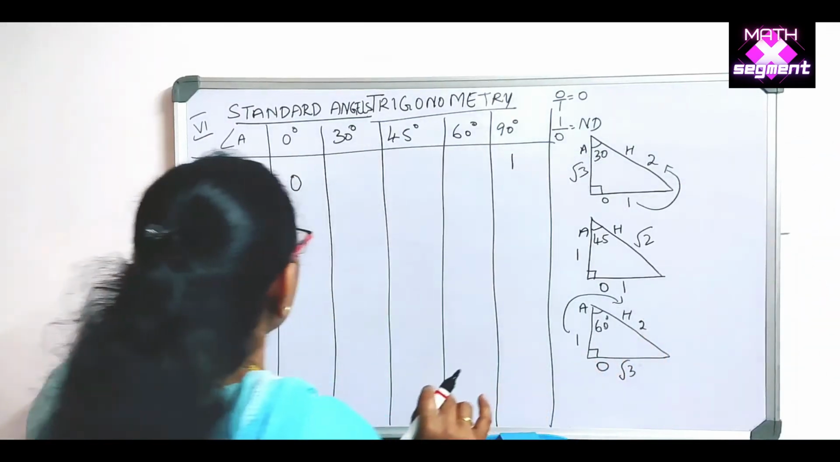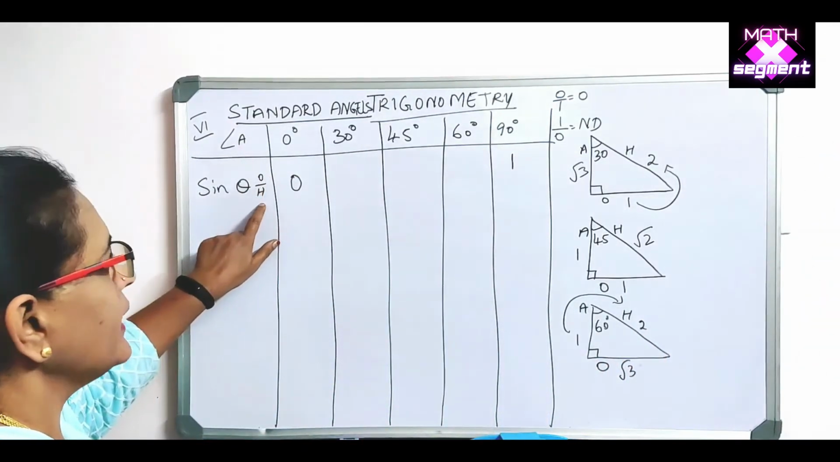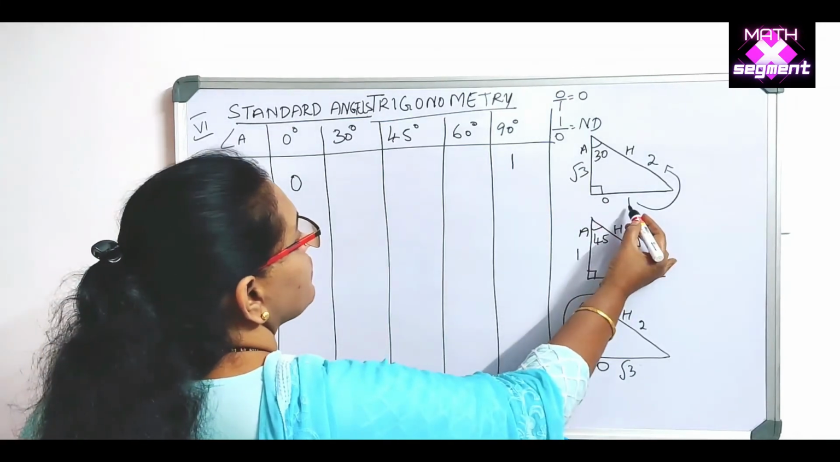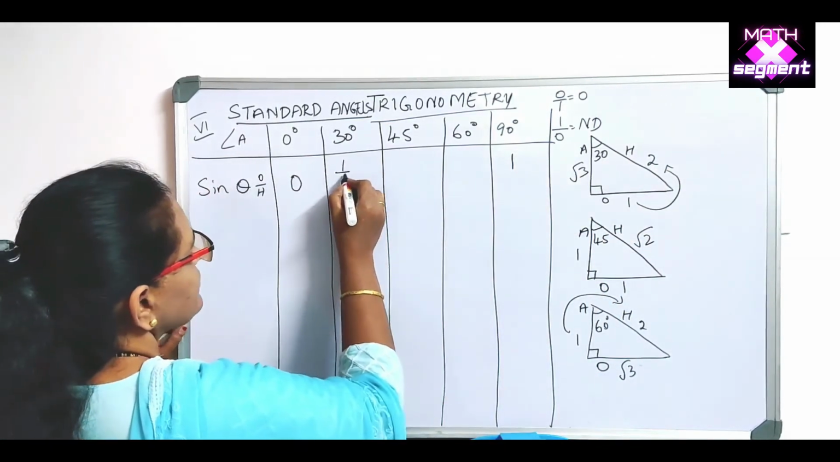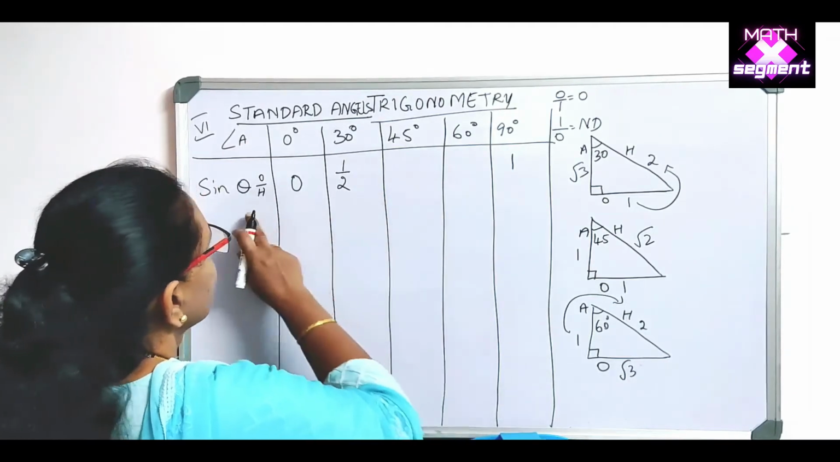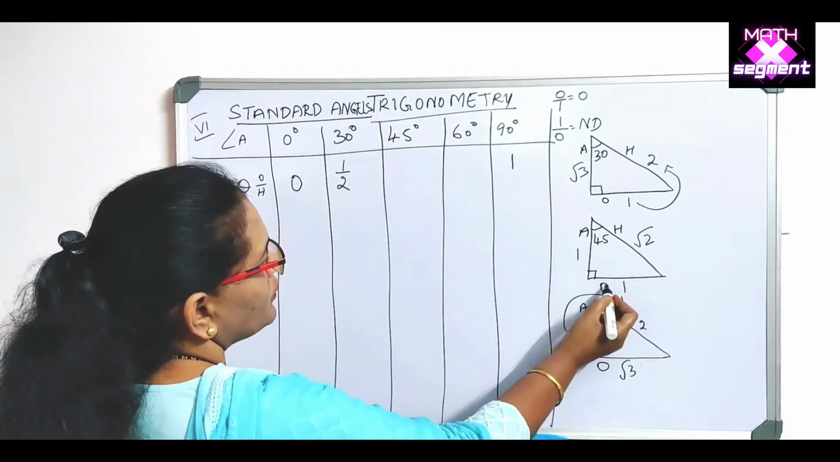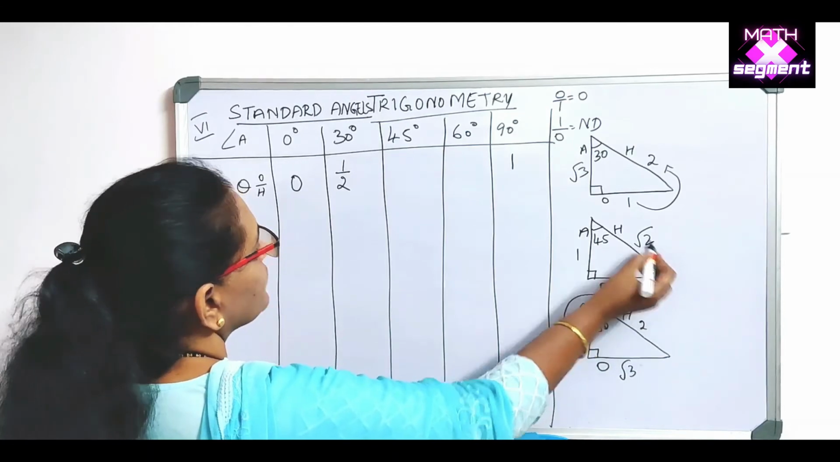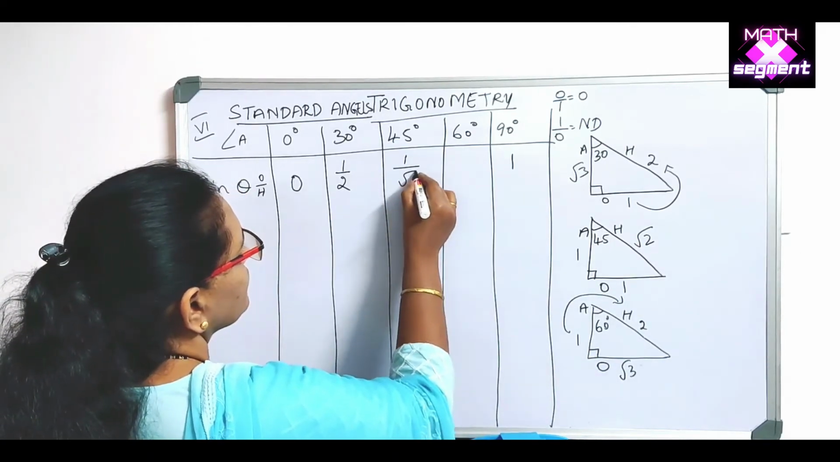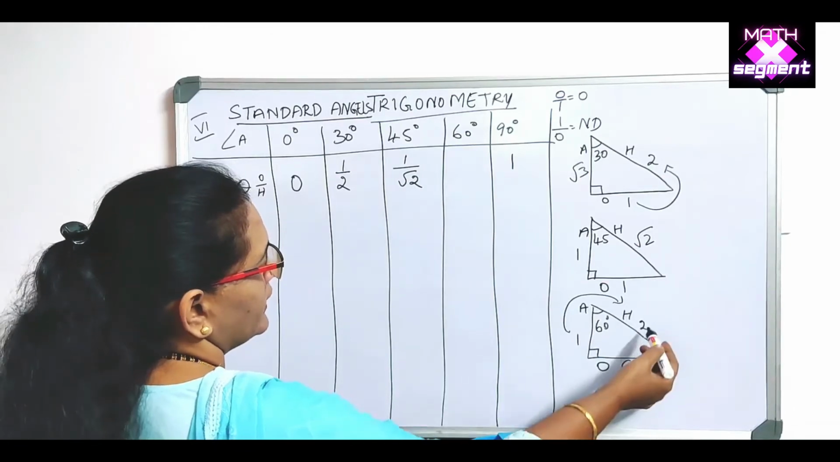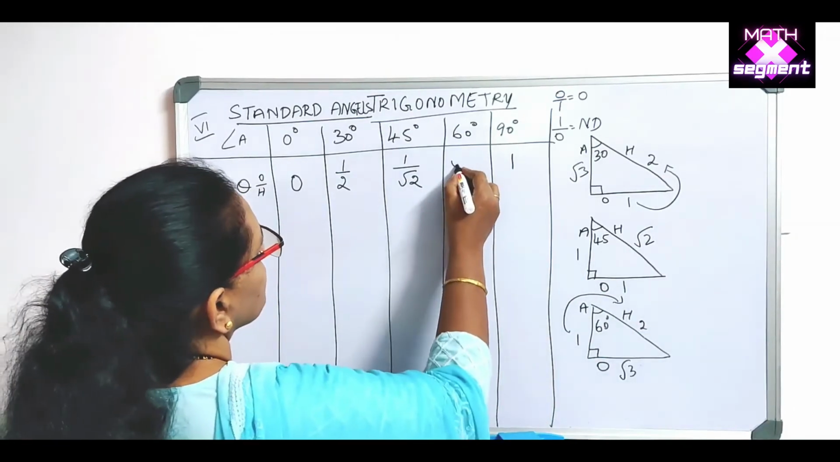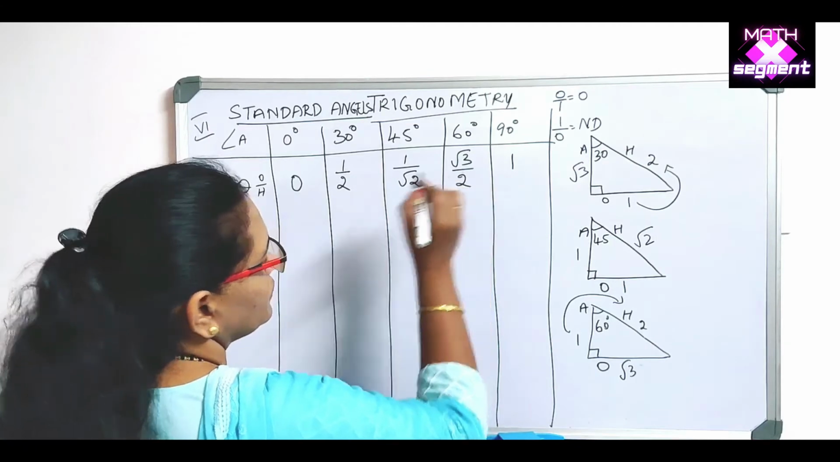So now let us take this. Sine theta is opposite by hypotenuse. So here opposite is what? 1 and hypotenuse is 2. So sine 30 is 1 by 2. Similarly, I will take sine 45. Opposite is 1, hypotenuse is root 2. So 1 by root 2. Sine 60 you take, opposite is root 3 and hypotenuse is 2. So that is root 3 by 2.